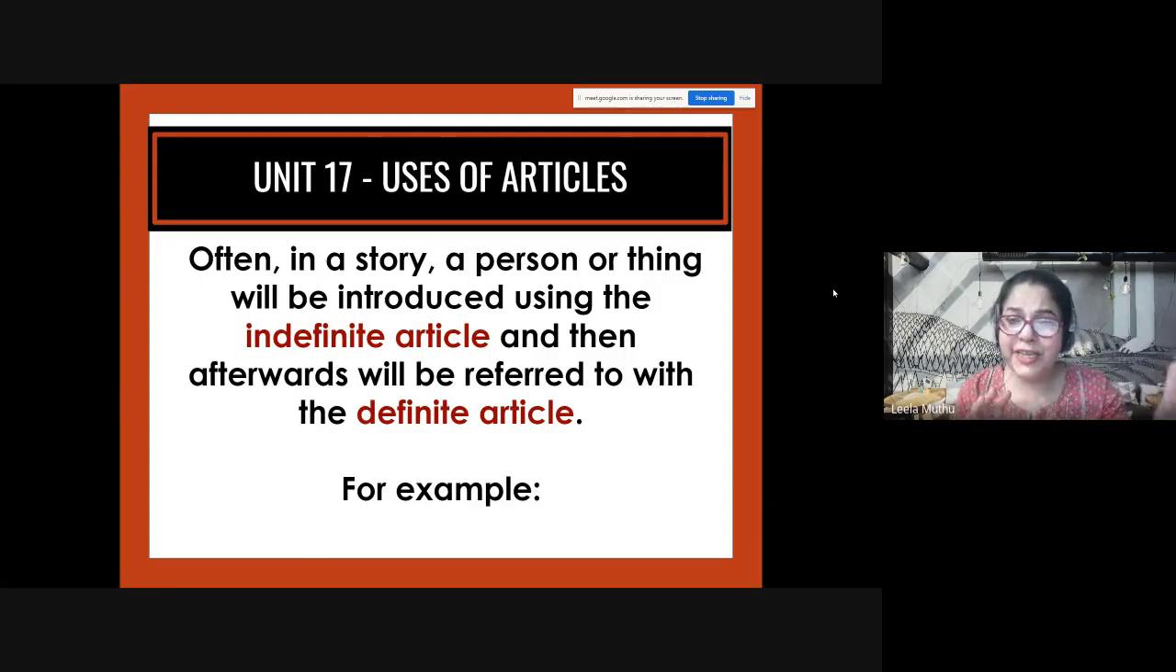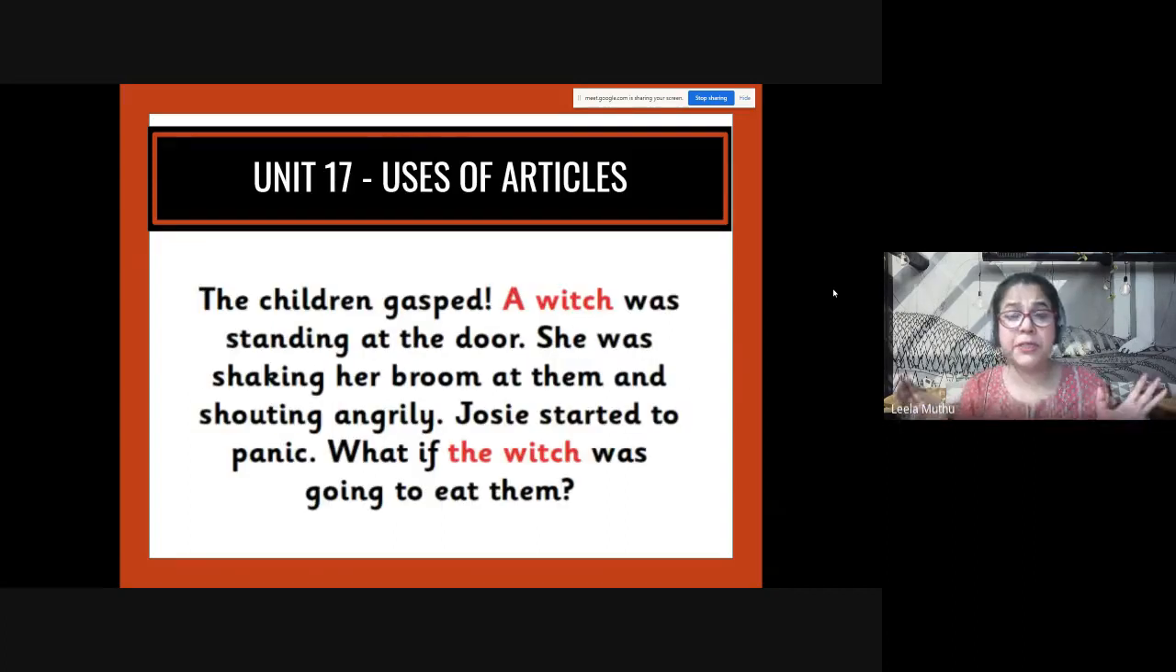So you introduce the character. It is a very general description, meaning you talk about it in an indefinite way, not a specific way. But once you introduce it in your story, in your paragraph, in your speech, you can refer to it as a specific object or a noun later. Okay, now look at this example. The children gasped. A witch was standing at the door. A witch. Introduction. She was shaking her broom at them and shouting angrily. Josie started to panic. What if the witch was going to eat them?